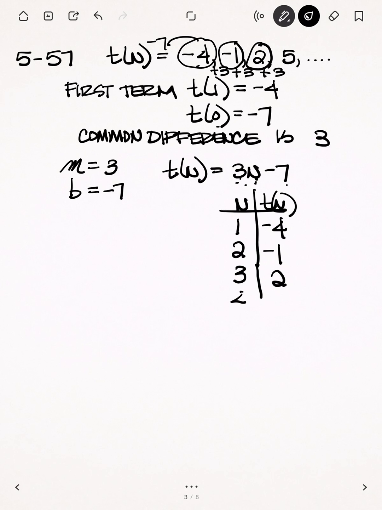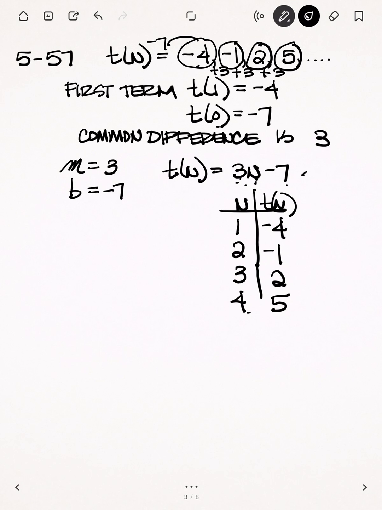And then if I want to check on this to make sure it gives me my fourth term, I put my 4 in for n. n stands for the term number. 4 times 3 is 12, and 12 minus 7 is 5. And that is that term there. So we know our equation is right because when we plugged in the term numbers, 1, 2, 3, 4, into the equation, it gave us the correct terms.